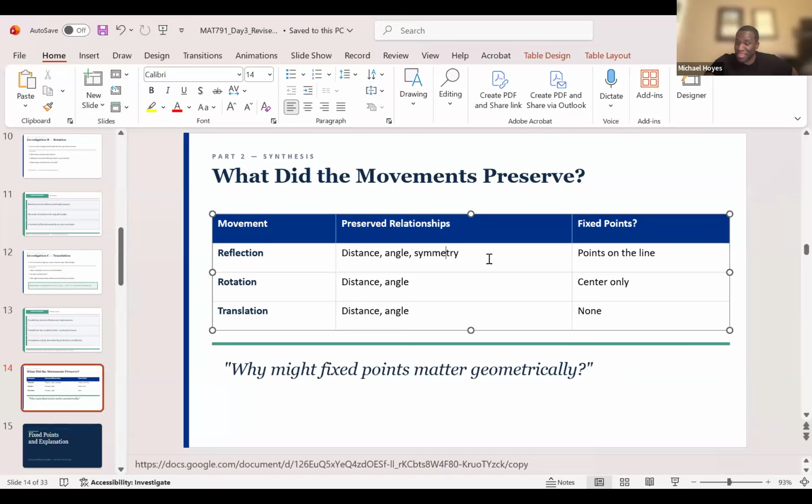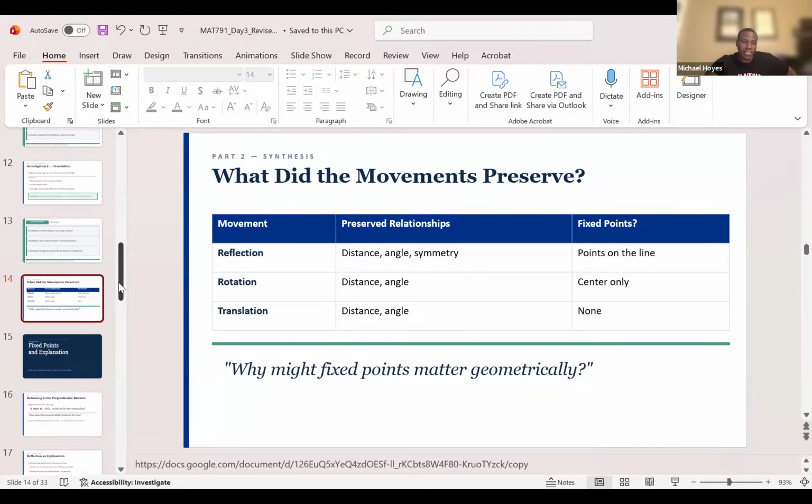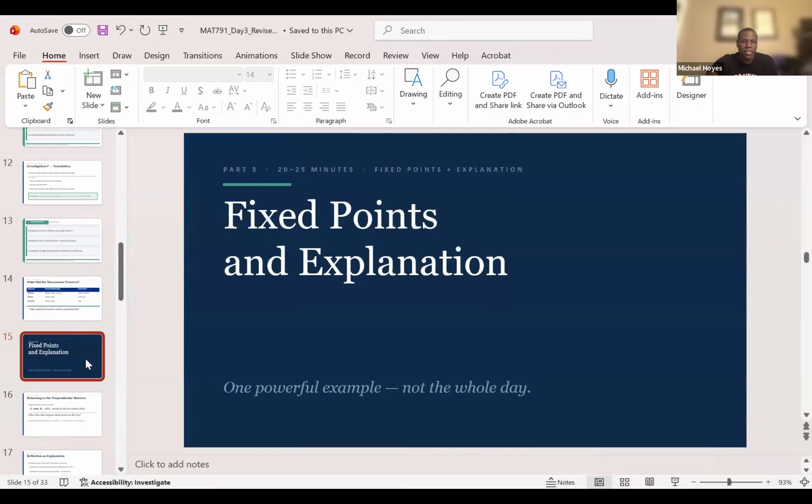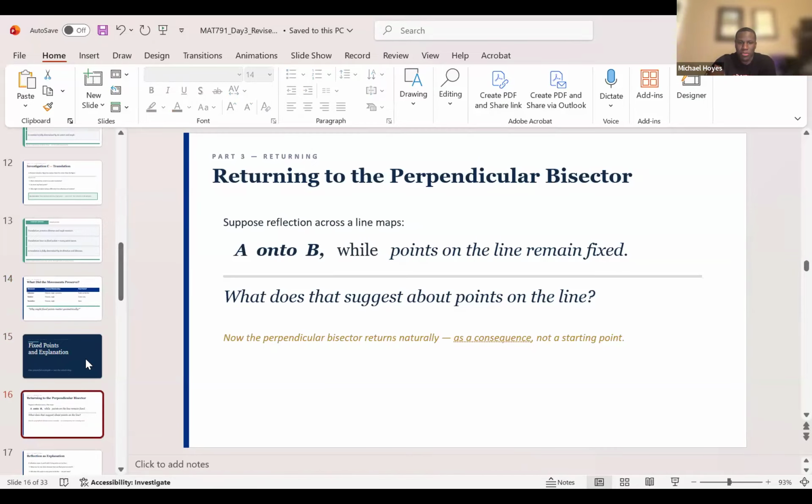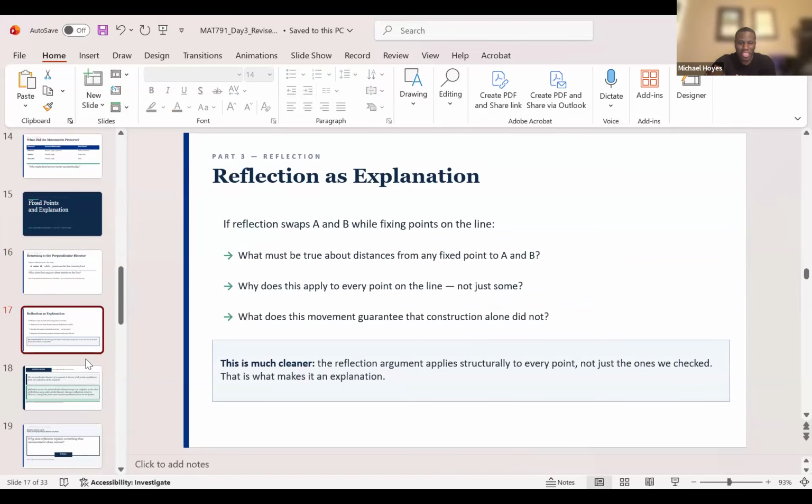Let me go back to my slides. Let's share slides. All right. And then we have this thing. I didn't even mention symmetry. But yes, I forgot to mention symmetry. Reflection preserves symmetry as well. So that's something else we can put on our table: it preserves symmetry and acts as a form of symmetry. All right. Did we speak to that? We did.